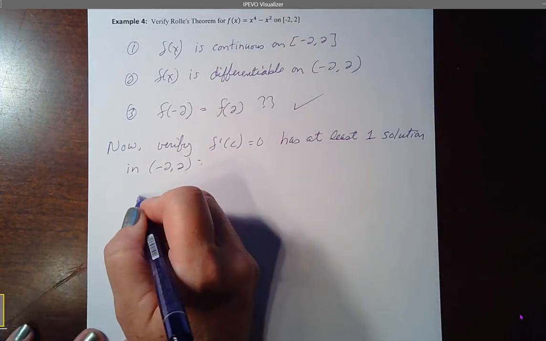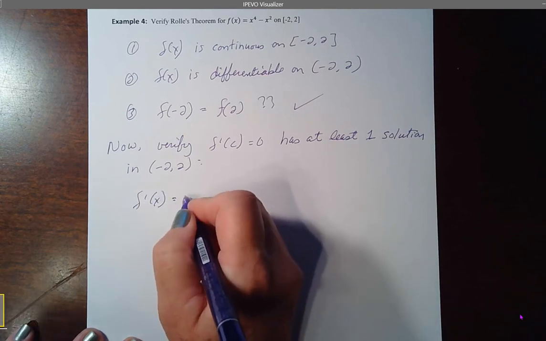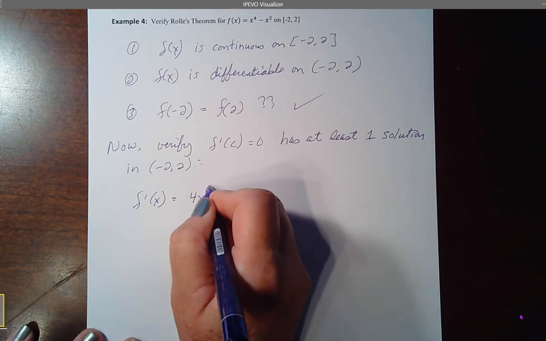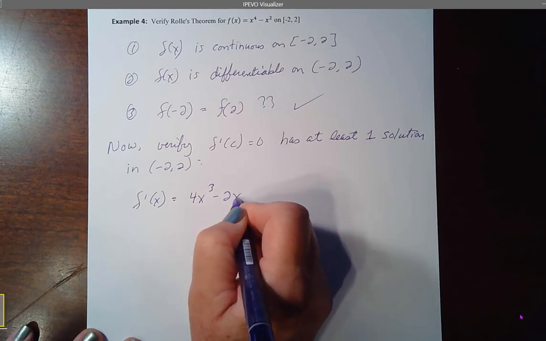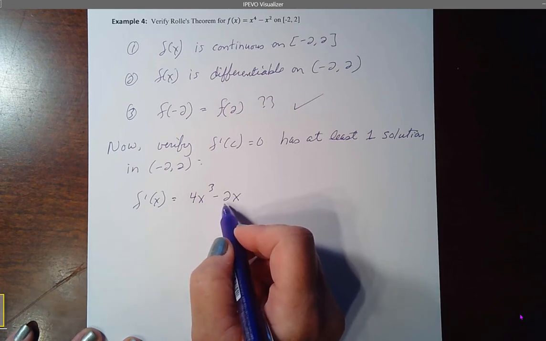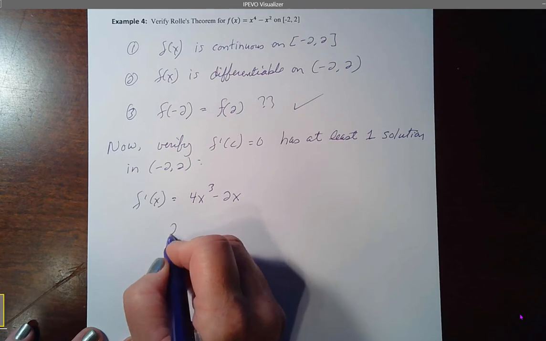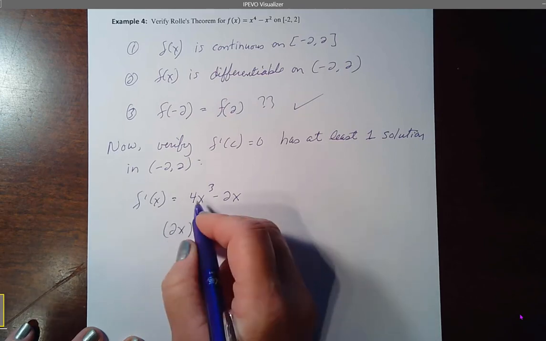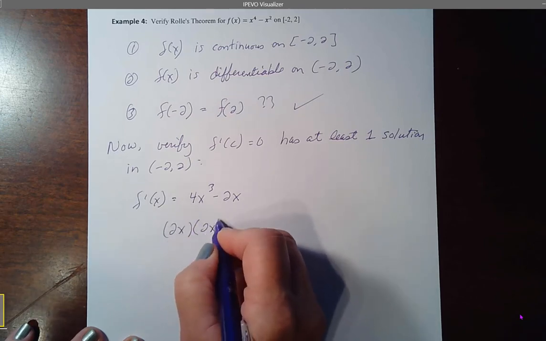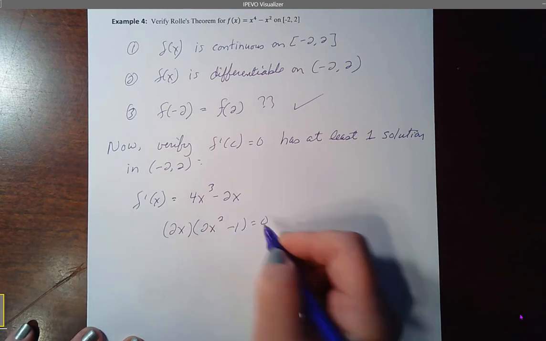Well, let's find f prime of x. That would equal 4x cubed minus 2x. And of course, we're going to set this equal to 0. Let's go ahead and factor. What can I factor out here? I could factor out a 2x, which would leave me with 2x squared minus 1 equals 0.